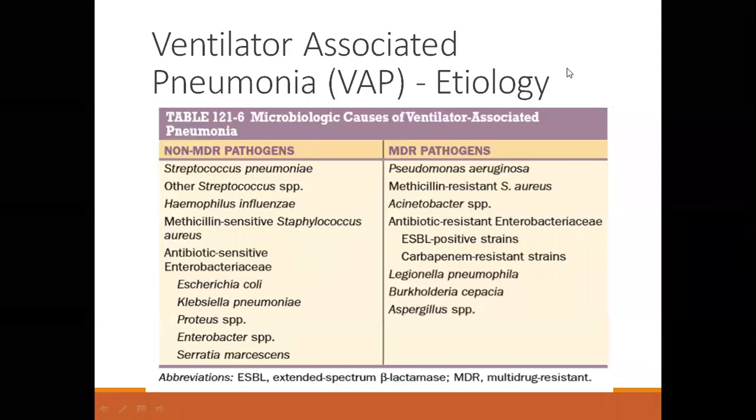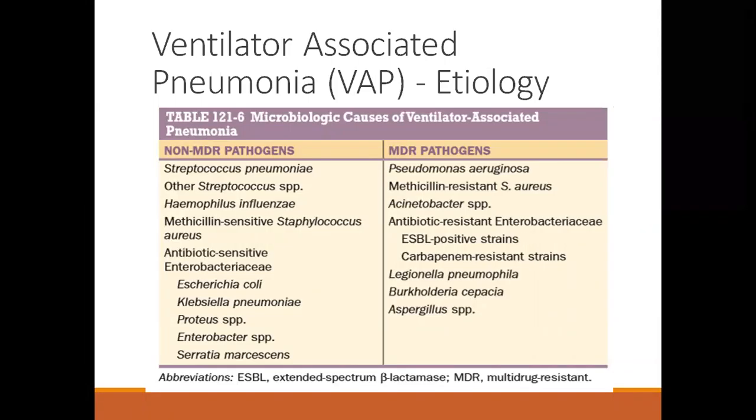Part 2 of the pneumonia lecture covers ventilator-associated pneumonia and hospital-acquired pneumonia. This table shows us the microbiologic causes of ventilator-associated pneumonia. You have the non-MDR pathogens versus the MDR pathogens. When you say MDR, it's multi-drug resistant. So non-MDR pathogens are as follows.